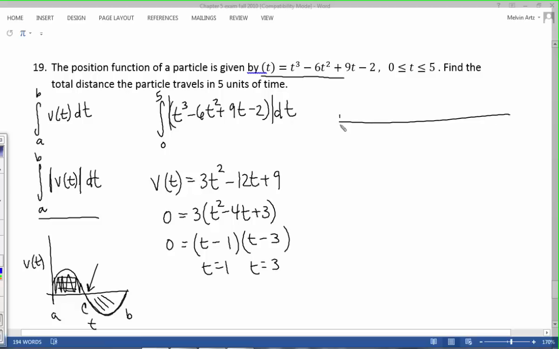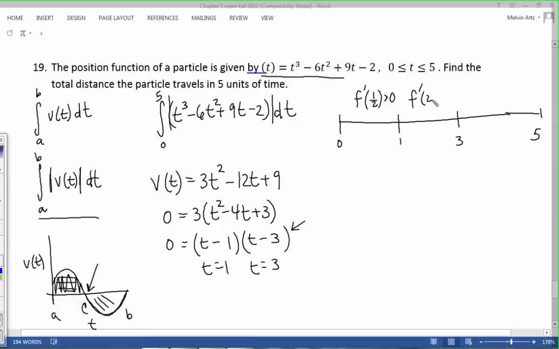Let's build a number line. So what's happening on the interval from 0 to 1? So we're going to look at f prime of, let's say, 1/2. If we go back to our velocity function and plug in 1/2, I'm just going to use the factored form. I would have 1/2 minus 1, which is a negative number. 1/2 minus 3 is another negative number. A negative times a negative gives a positive value. So we're moving forward.